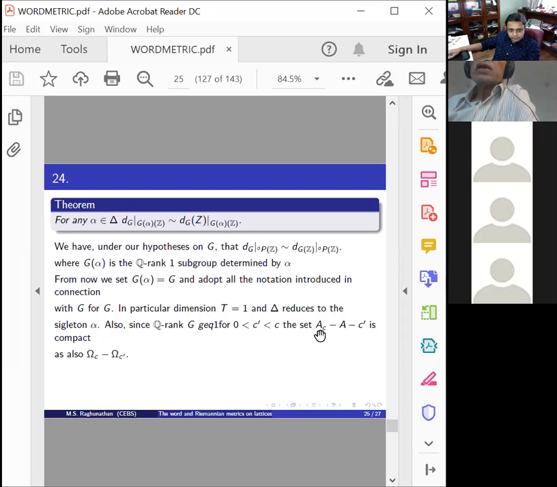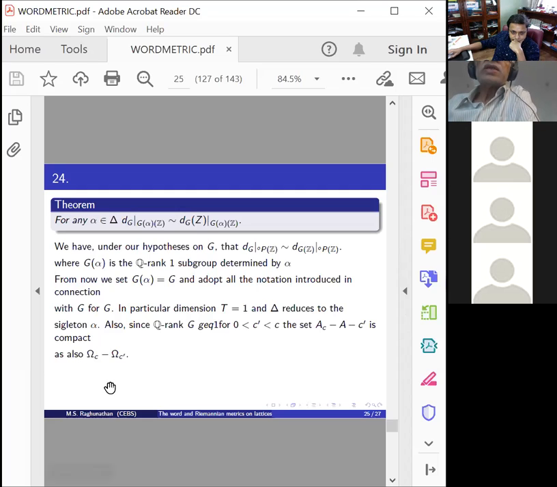because AC itself is a non-compact set, and by removing AC prime, I don't land in a compact set. So this is a relatively compact set. But I'll probably keep on saying AC minus AC prime is compact. That will not matter. You have to always take it as meaning the closure is compact.